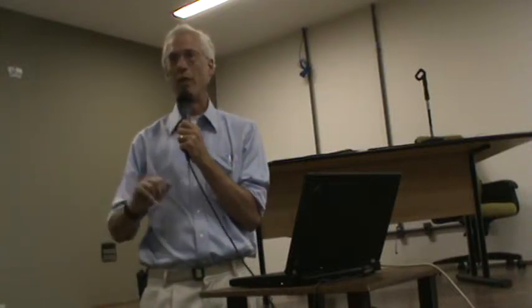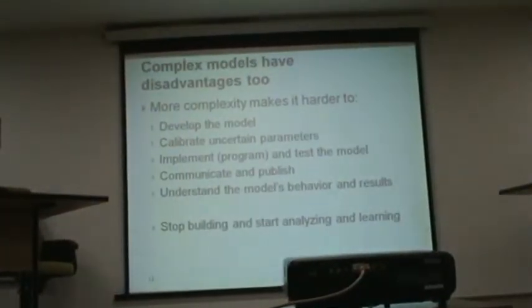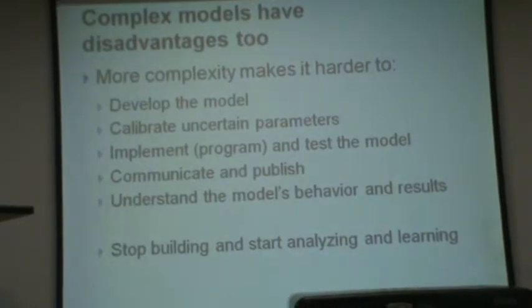Of course, these complex models have disadvantages too. When a model is more complex, it makes it harder to do things like develop the model, to calibrate the parameters that you aren't able to measure directly, to implement the model, to program it in the computer and test it. It's harder to communicate the model, to write down exactly what it does and therefore to publish it. And it takes a lot more work to understand how the model behaves and how you got the results that you did.